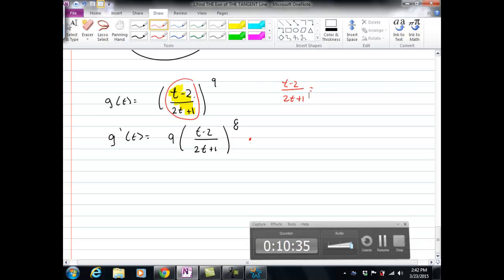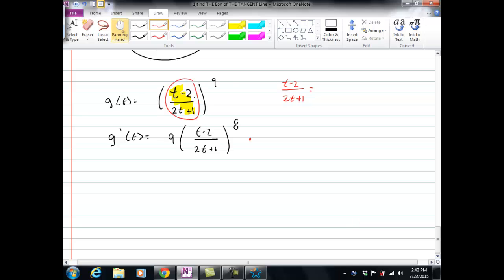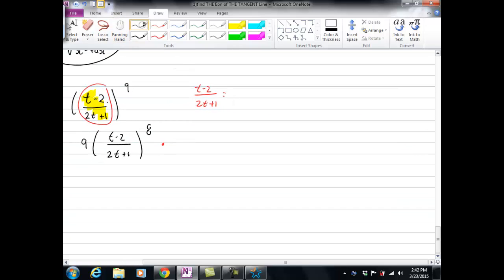So here's what we're going to do. We use the division rule, and I'm just going to do the derivative here on the side. So the derivative is 1 times 2t plus 1 minus 2 times t minus 2, all over 2t plus 1 all squared. I'm just working with the derivative of that. Nothing hard, nothing tricky. Go ahead and try to simplify if you can.